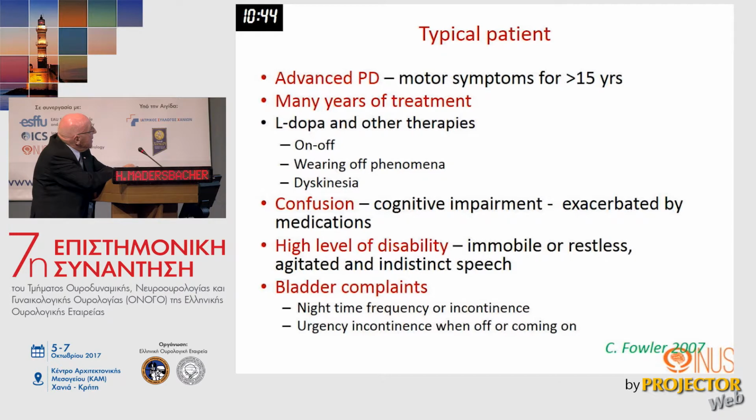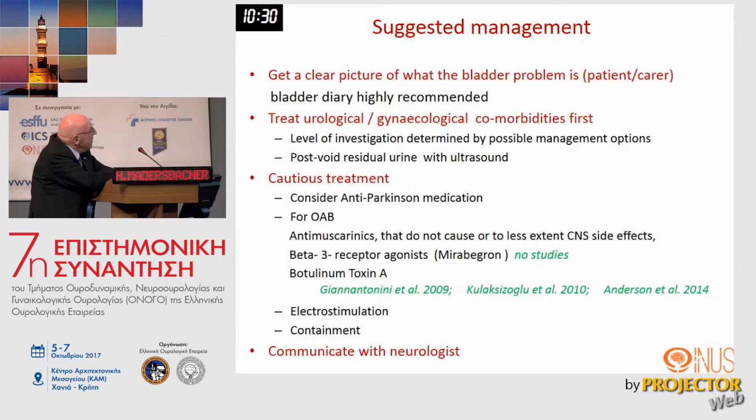So the typical patient coming to us is mostly advanced PD, many years of treatment, confusion, cognitive impairment, a high level of disability, and bladder complaints, especially nighttime frequency or incontinence. And what is the suggested management? Well, first we have to get a clear picture of what the bladder problem is. A bladder diary is very useful.